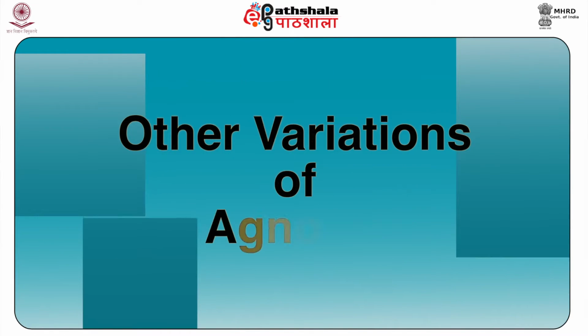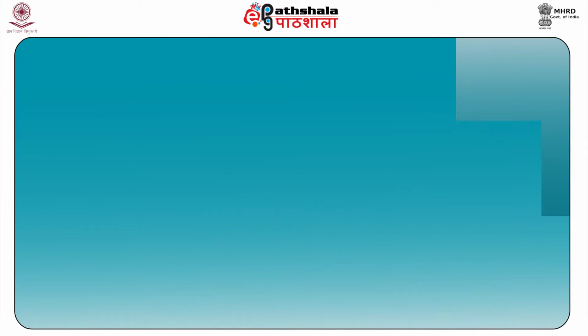However, the two kinds of agnosias generally occur together since they are caused by widespread damage to the cortical areas. The specific sites of damage for each kind of these agnosias get blurred because of overlapping areas. Now let us understand some other variations of agnosia.